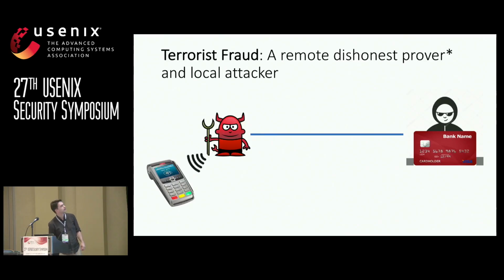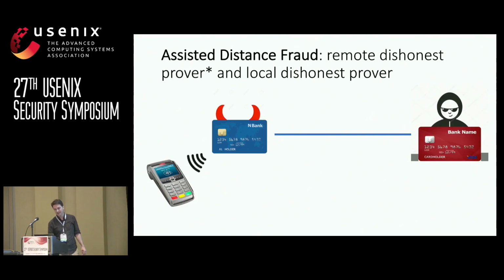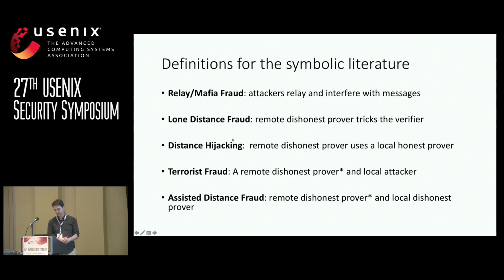Another variation, known as terrorist fraud for some reason which really isn't clear, we have a dishonest attacker who won't share their long-term keys, working with a local attacker. So then the question is, can this dishonest party, working with this local attacker, make the reader think they're close without revealing their long-term secrets? A variation of this adds in other dishonest attackers here who can help, and that gives us 5 different definitions from the literature.